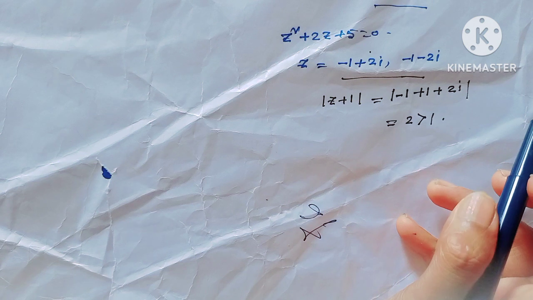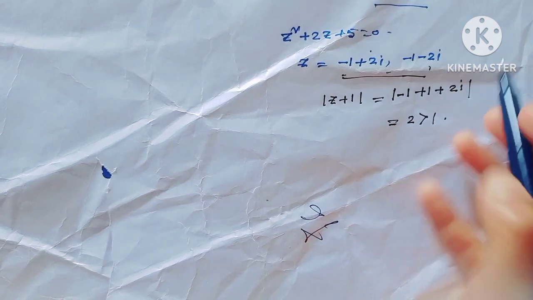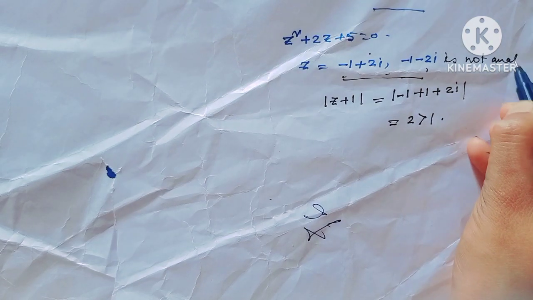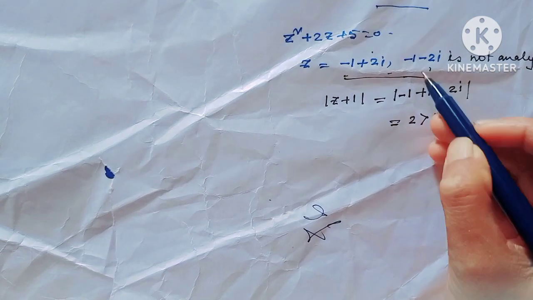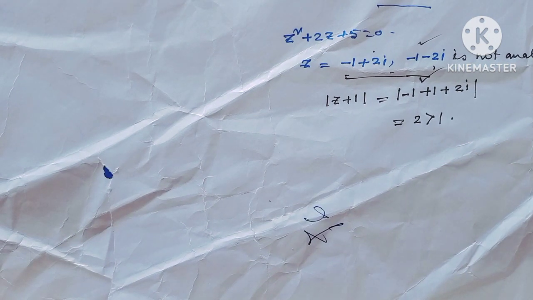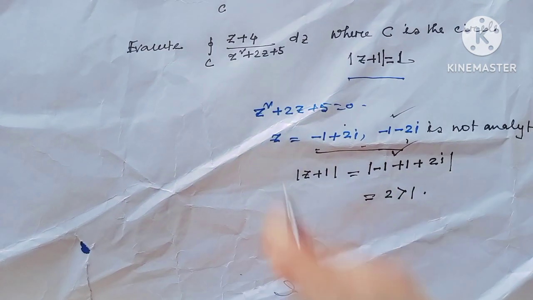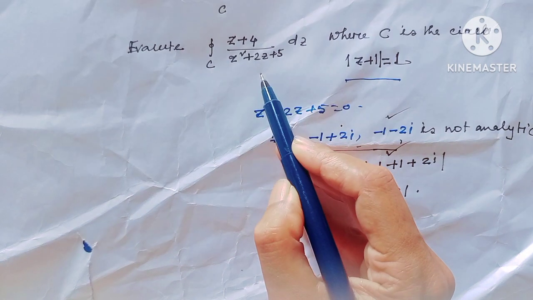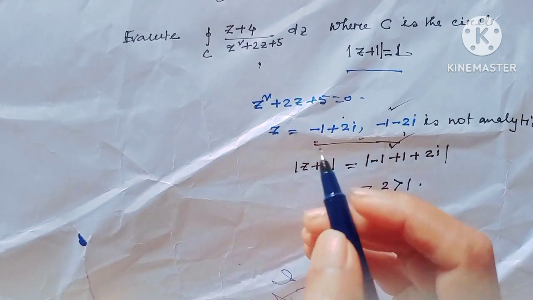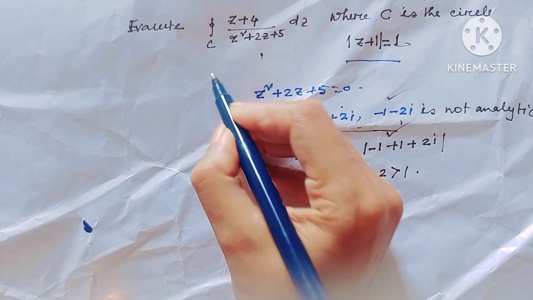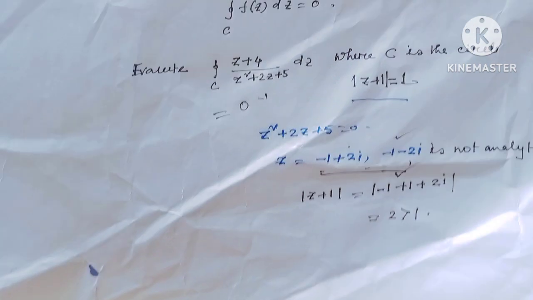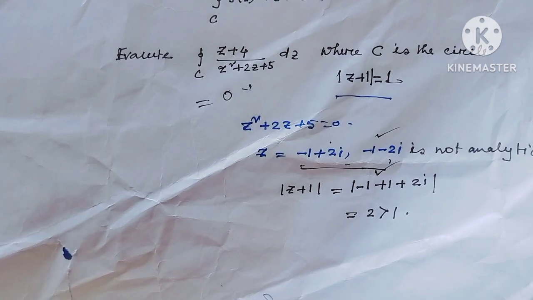That means at this point the function is not analytic. Both points, similar to before, are outside of the circle. That means this function is analytic within the circle. So by Cauchy's theorem, we can tell the value of the integration would be 0. I hope all my viewers have understood this clearly.